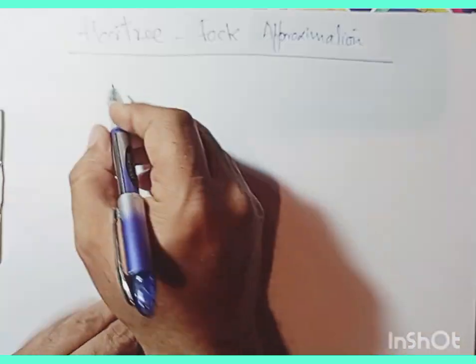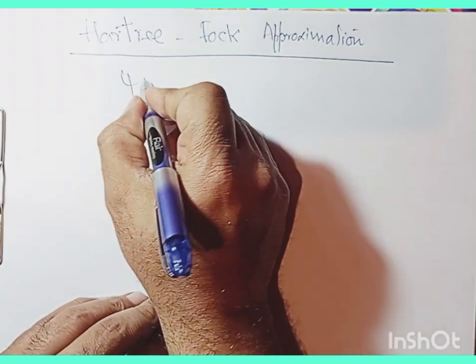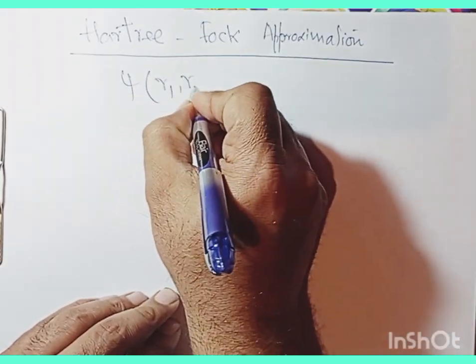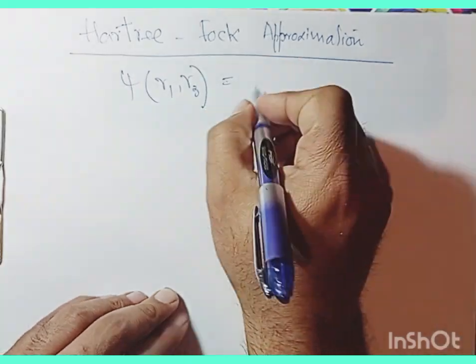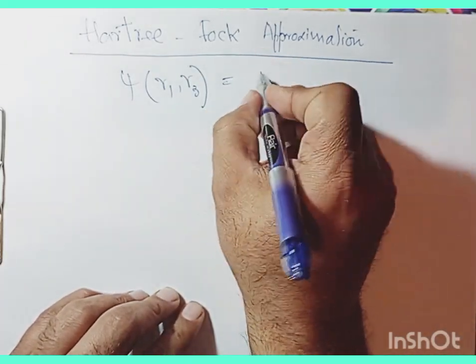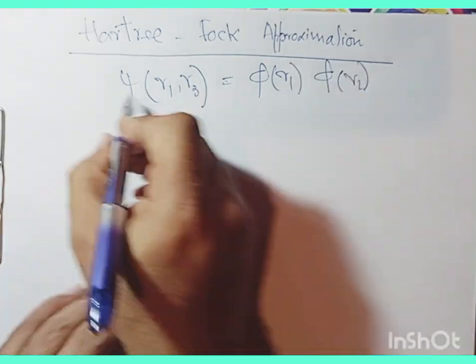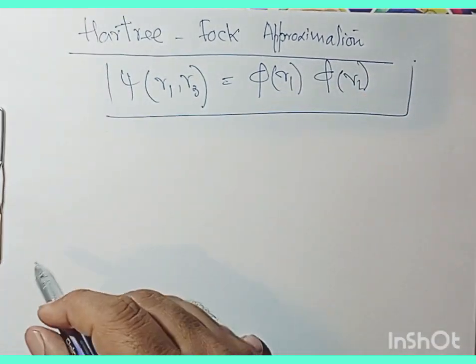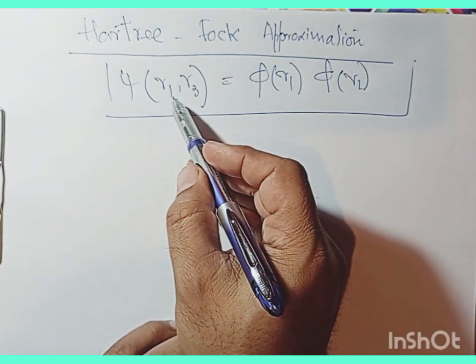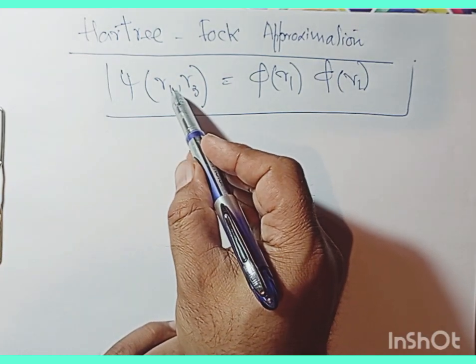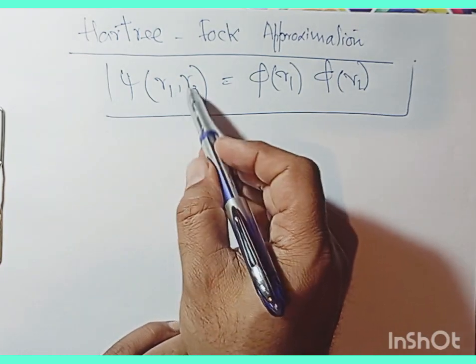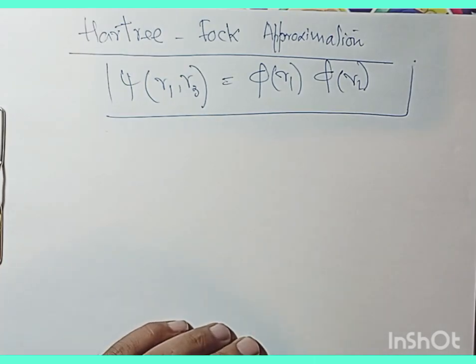So if I start with psi as a function of R1 and R2, we can write this as phi R1, phi R2, where R1 is the position vector for electron 1, and R2 is the position vector for electron 2.